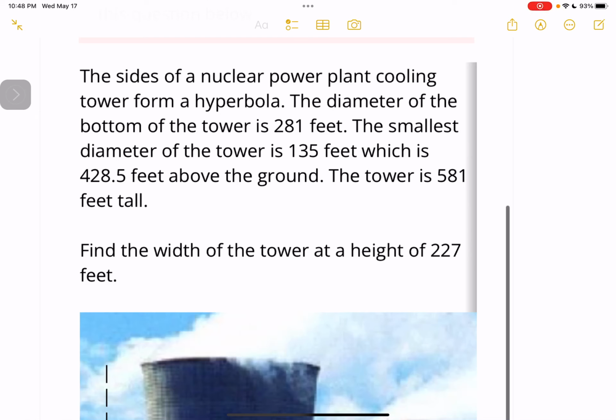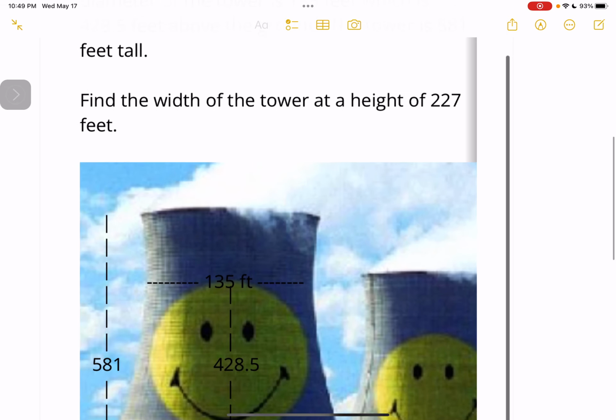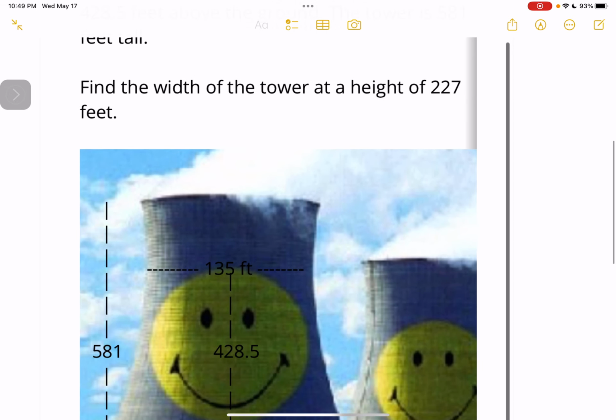In this problem, we are modeling a nuclear power plant cooling tower using a hyperbola. The sides of the tower form a hyperbola. The diameter of the bottom of the tower is 281 feet, so that's how far it is across the bottom. The smallest diameter of the tower is 135 feet, so that's going to be the transverse axis right there.